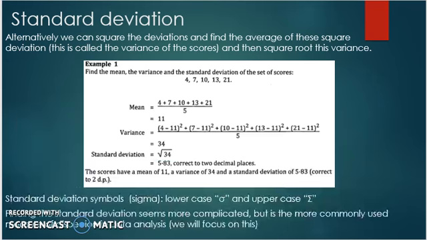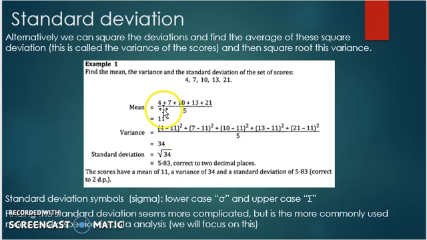All right, we could also use standard deviation. So instead we can square the deviations and find the average of these squared deviations, which is called the variance of the scores, and then square root this variance. So for example, if we had these 5 numbers, 4, 7, 10, 13, and 21, we need to first find our mean, which is 11.